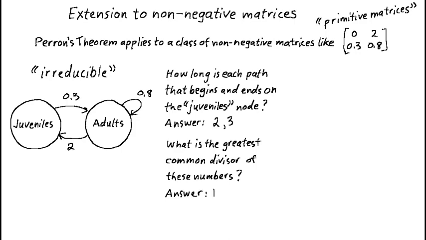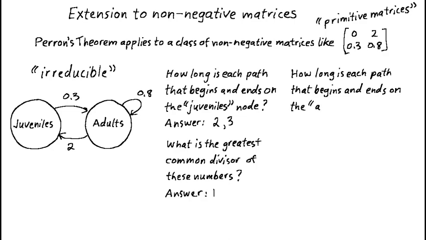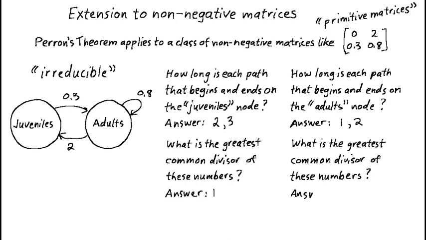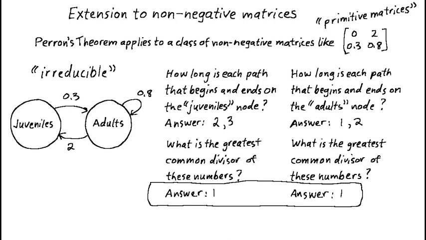We next move to the adults node and ask the same questions. How long are each of the paths that begin and end on this node? It's not hard to see that the lengths in this case are 1 and 2. And the greatest common divisor of these numbers is again 1. The fact that we've come up with a greatest common divisor of 1 for the path lengths at each node in our irreducible network allows us to conclude that the matrix upon which it's based is primitive. Ultimately, this means that we're justified in applying the conclusions of Perron's theorem to this matrix, as we did earlier in the video.